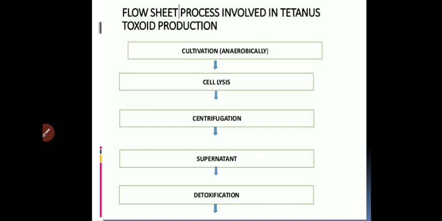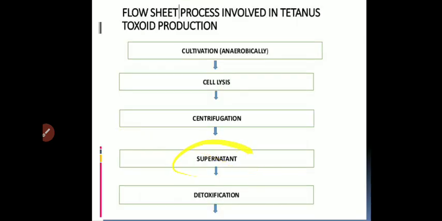Then after the production of toxin, we need to separate the media components and the toxin, so we carry out centrifugation process. During centrifugation process, the pellet is separated and only the supernatant is collected. Our supernatant consists of our actual toxin. So after the collection of supernatant, different types of detoxificating agents are added in that. This process is known as detoxification.